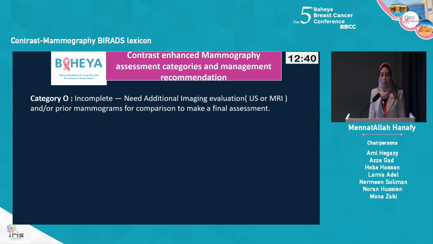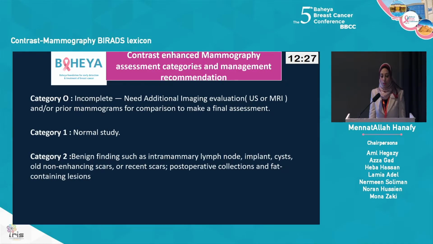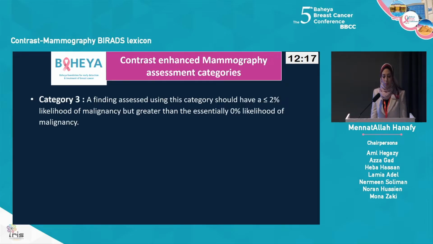Category 0 means incomplete, needs additional imaging evaluation, ultrasound or MRI, or prior mammography for comparison to make a final assessment. Category 1, normal study. Category 2, benign findings such as intramammary lymph node, implant, cyst, old non-enhancing scar or recent scar, post-operative collection, and fat-containing lesion.